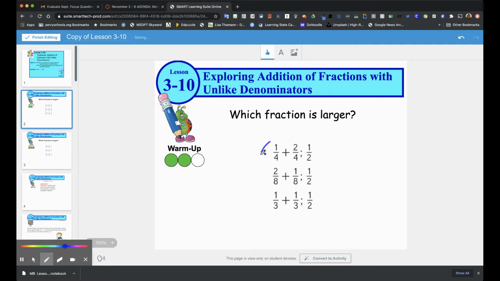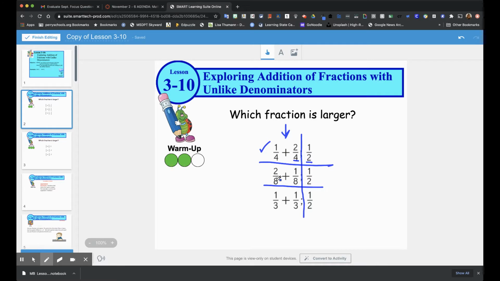The first one here, we're going to be looking at 1/4 plus 2/4 or 1/2. So we're comparing 1/4 plus 2/4 or 1/2. Hopefully you said 1/4 plus 2/4 was larger because we know that 2/4 and 1/2 are equivalent. And then if we were to add 1/4, that would make this side larger.